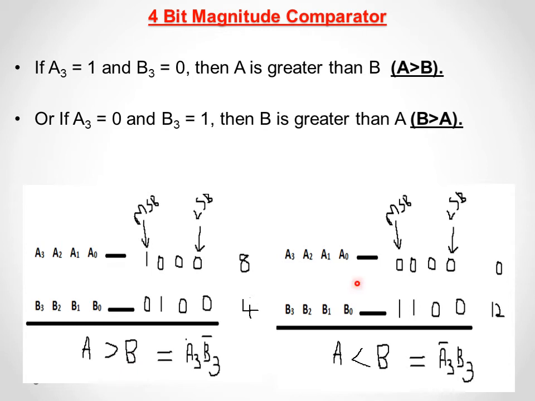Next, in the same way, we start the comparison with the MSB bit. Here it is 0, 1, so from this B is greater. So we can write A less than B, and the expression at this point is A3 bar B3.